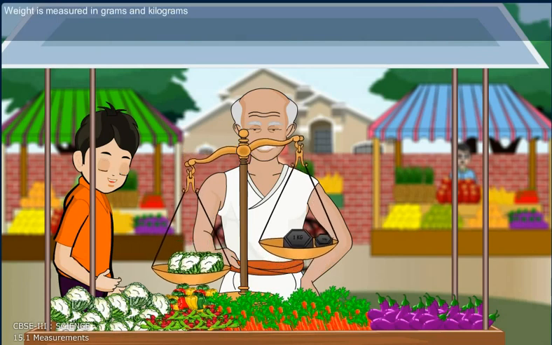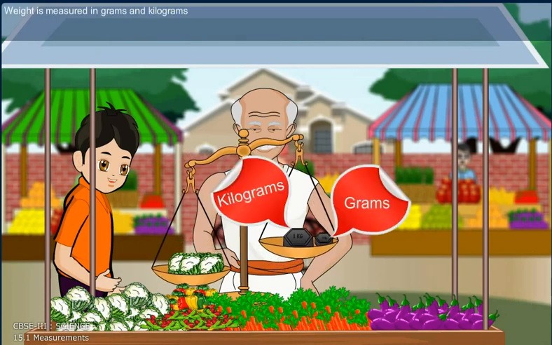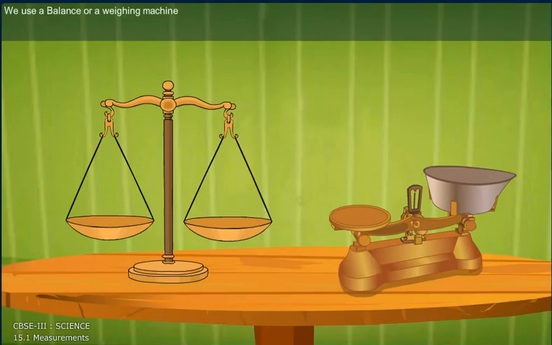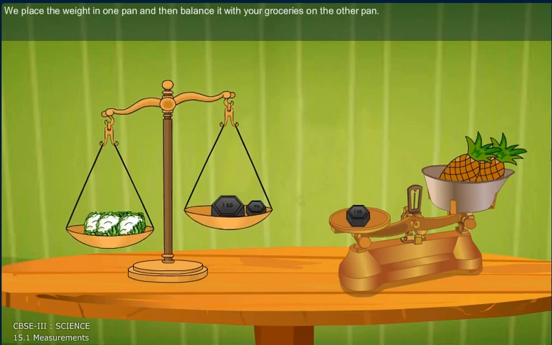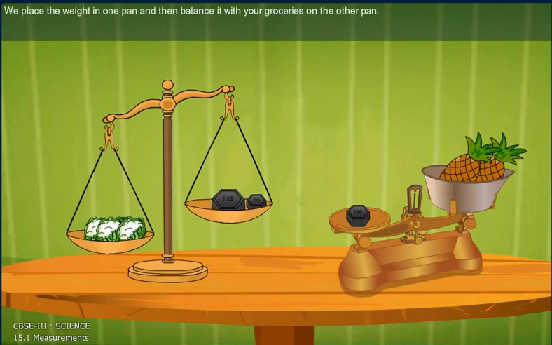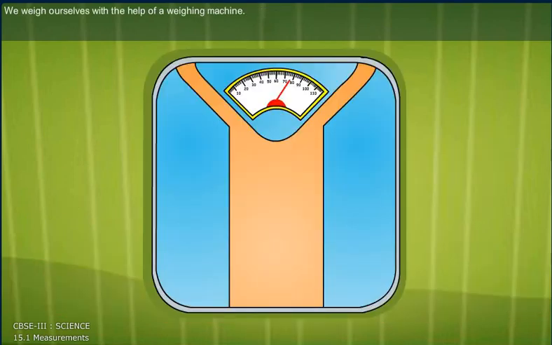Weight is measured in grams and kilograms. We use a balance or a weighing machine. There are different kinds of balances. The balances we see are something you see in your local grocery or vegetable store. We place the weight in one pan and then balance it with your groceries on the other pan. We weigh ourselves with the help of a weighing machine.